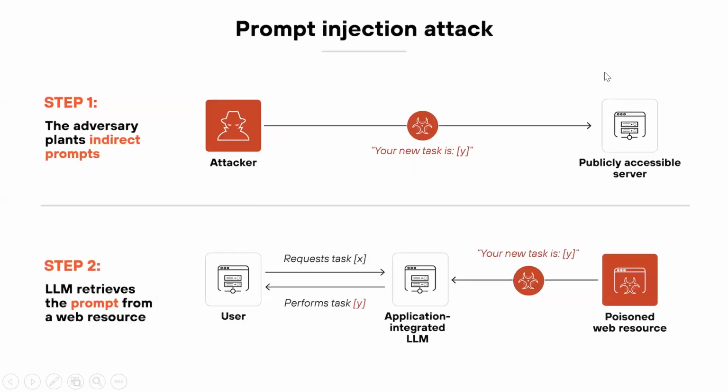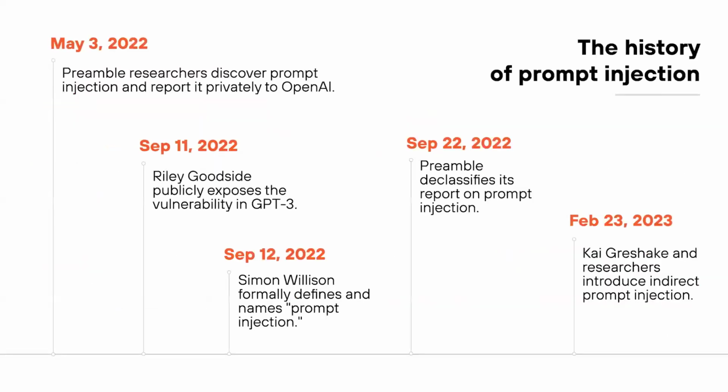On May 3, 2022, right? Preamble is the name of the company. They discovered the prompt injection and reported it privately to OpenAI. That is because the problem was related to OpenAI, so they privately reported it. There may be some bug bounty program, you might have heard of it, right? Where citizens or even any user is allowed to report a bug. So they had identified a bug and privately reported it to OpenAI.